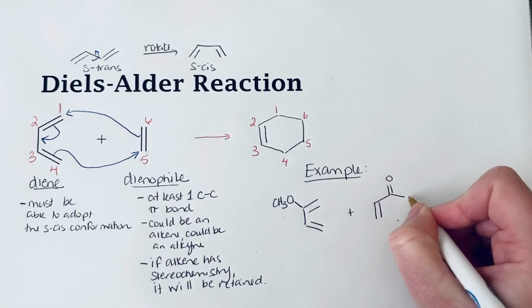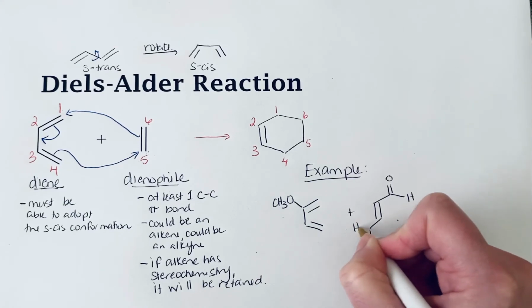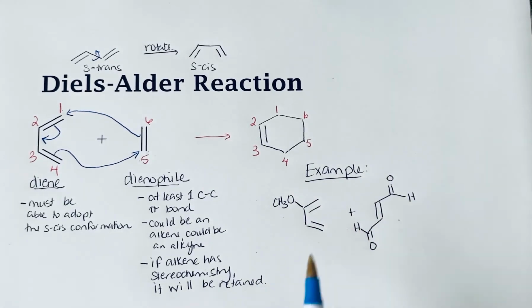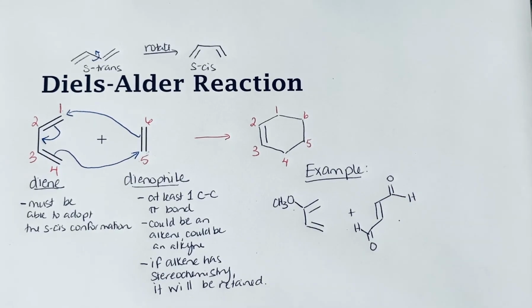And so let's say we have this dienophile. And so what I did is I put an electron donating group on my diene, and I put some withdrawing groups on the dienophile. So what that does is make one partner nucleophilic and one partner electrophilic, which is required for a reaction to happen.